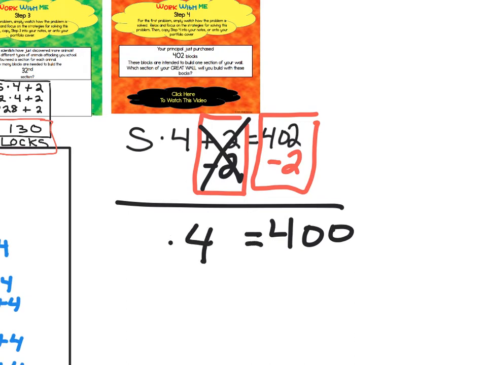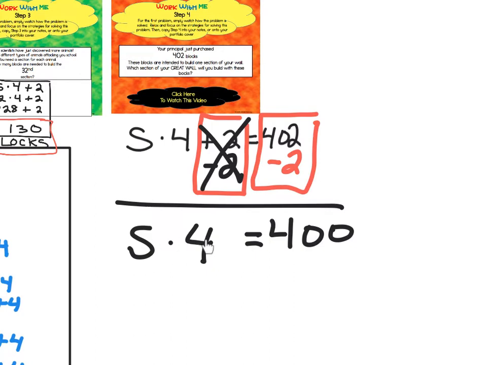So whatever I do to one side of the equal sign, I must do the exact same thing to the other side of the equal sign. So I'm going to subtract 2 right over there, and now that's going to give me a new equation. Now look here, plus 2 and minus 2, well, they cancel one another out, right? But on this side of the equal sign, 402 minus 2, well, that's going to give me 400, right? And then I'm going to drop the rest of the equation, and I have S times 4 equals 400, right?